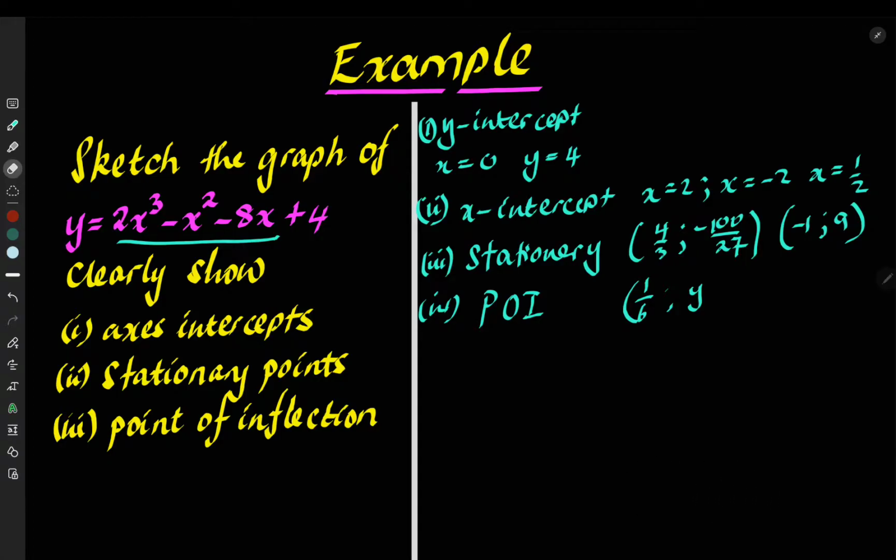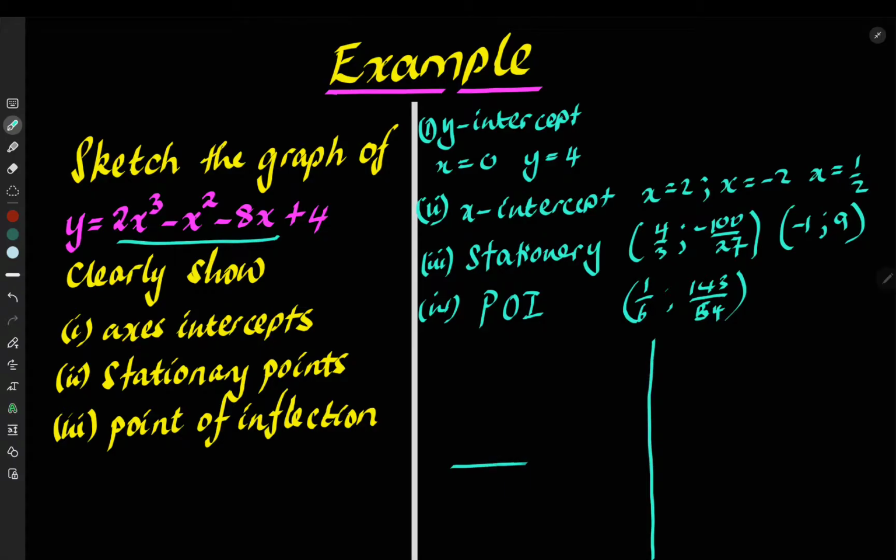Now that you have got all these points, you are able to sketch your cubic function. After you've substituted 1/6 into the original equation, you get your y coordinate as 143 over 54. So that will be the point of inflection. Now, with all these points, the y-intercept, the x-intercepts, the stationary points, and the point of inflection, we can sketch the graph.